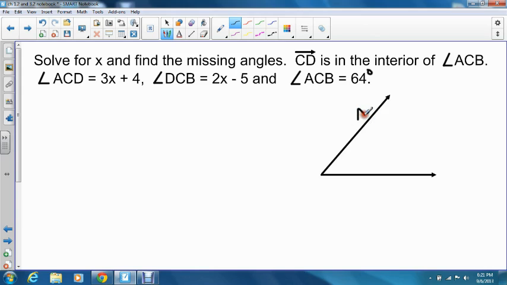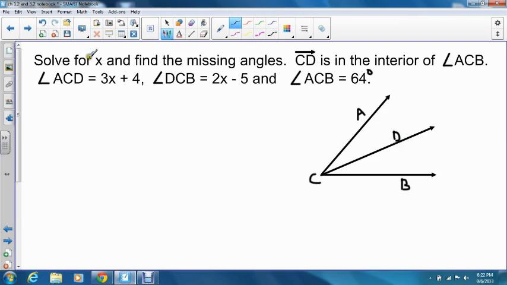So I'm going to say that my point A is there. C is in the middle of my name, so that is my vertex. And let's say that B is a point right in there. Okay, so there's my angle. Then it tells me that I have a ray CD in the interior of that angle. So there's C, there's my ray, which makes a point on here, and that makes a point on this ray, point D. Okay, so there's our angle. That's basically what we have.